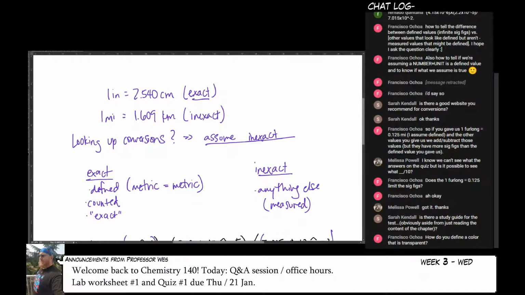How do you define a color that is transparent? Color and transparent are different qualifiers. So a color would be like red, orange, yellow, green, blue, purple, that sort of thing. But transparent is an opaqueness. So you could describe a liquid as red and transparent, which would be like red Kool-Aid that you could see through.